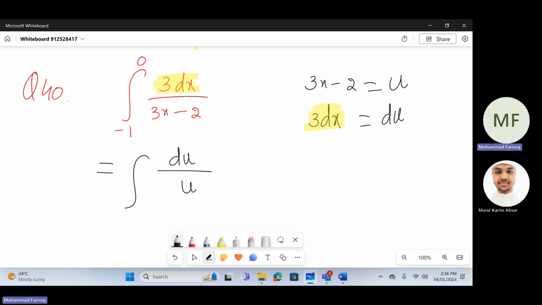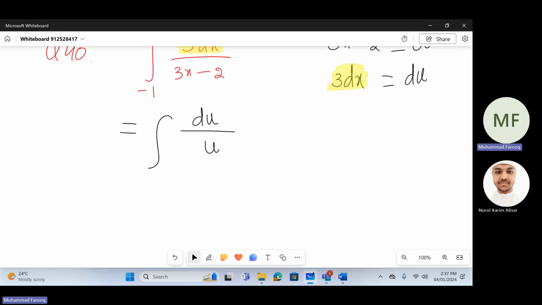Don't put these limits here because these are x values. Now there is no more x. It is u now. So please don't put the values. If you want to put values here, put the u values, getting them by substituting the x values one by one. No need to put the values, please. Just keep it blank. Go ahead. What is du by u?